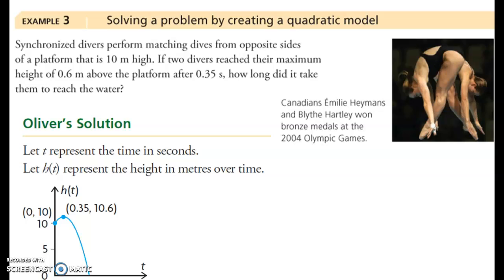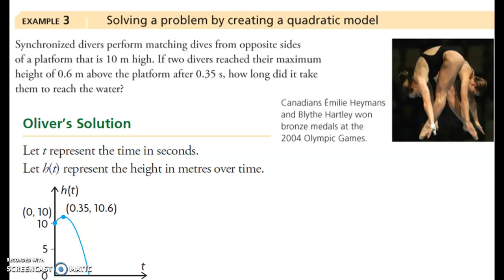Here we've got a diver question. You can see as modeled on the graph here, synchronized divers are performing matching dives from opposite sides of a platform that is 10 meters high. That's on the y-axis there. If two divers reach their maximum height of 0.6 meters above the platform, so 10.6, right, after 0.35 seconds, so they jumped up a little bit, how long then did it take them to reach the water? So from that highest point till the water, the bottom, how long is that?